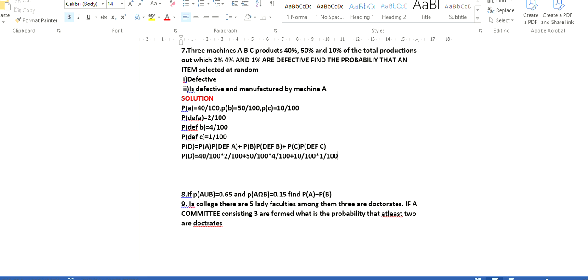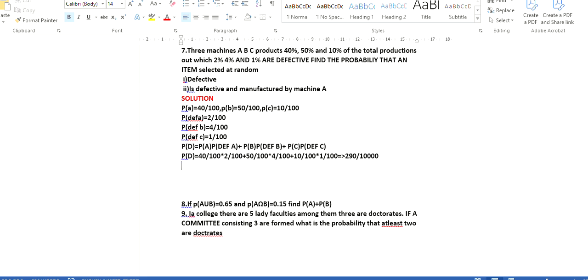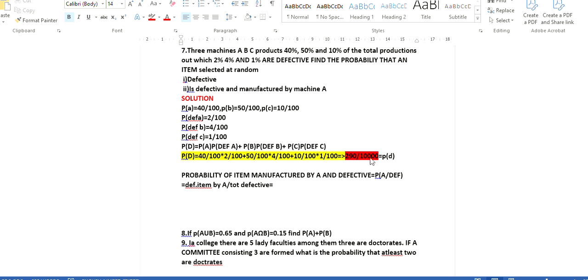So after doing this, you will get the defective as 290 by 10,000. So we got the probability of defective, that is 290 by 10,000. Second, they have asked what is the probability of manufactured by A and defective. So that is A by D, that is the defective item of A divided by total defective.